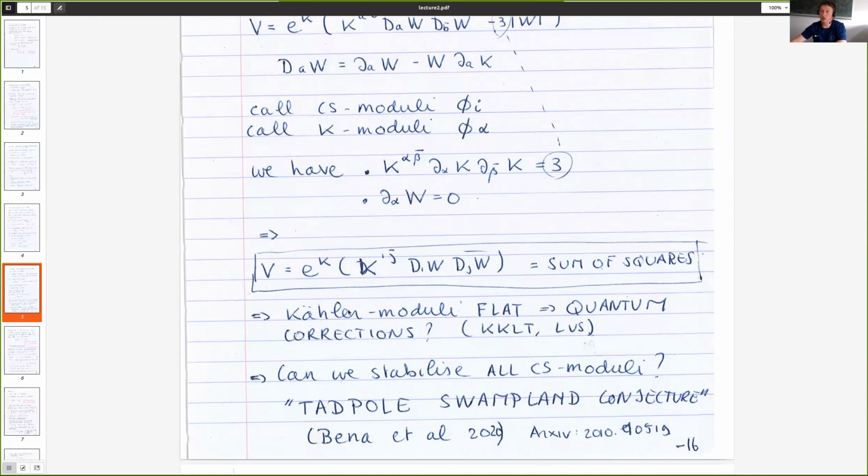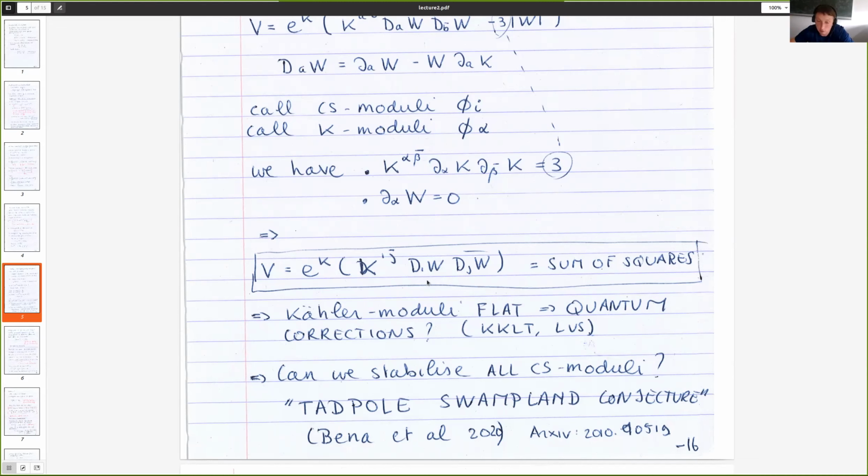Of course, we should discuss quantum corrections, because all I've done are classical statements. Clearly, these are all the tree-level ingredients, but what about quantum corrections? Can quantum corrections lift some of the moduli, the Kähler moduli that sit here? KKLT or the large volume scenario claims the answer is yes. And once you do that, the classical Minkowski solution turns into an AdS vacuum. We'll maybe see that tomorrow.